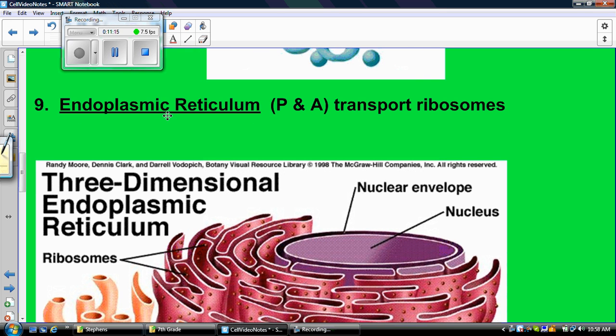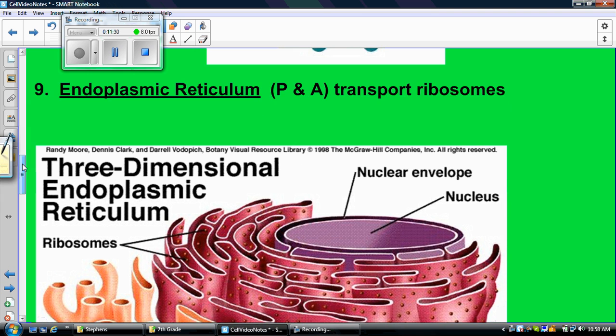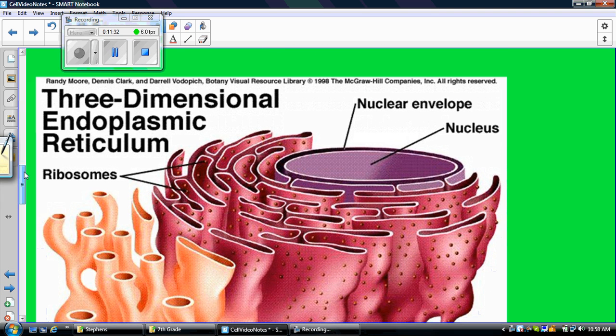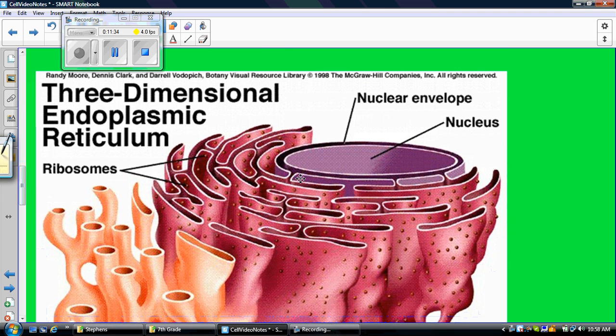Okay, then we've got what we will always refer to as the ER. We shorten it. Endoplasmic reticulum is kind of a mouthful, so we just call it the ER. It's found in both plant and animal cells. They transport ribosomes. If you notice from the picture, the ER always surrounds the nucleus, because remember, the nucleus makes the ribosomes. Then they send them out, and the ER transports those ribosomes.